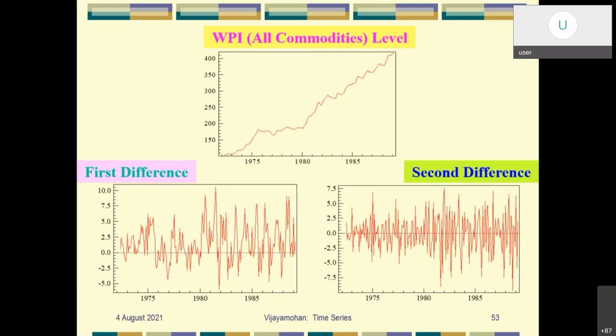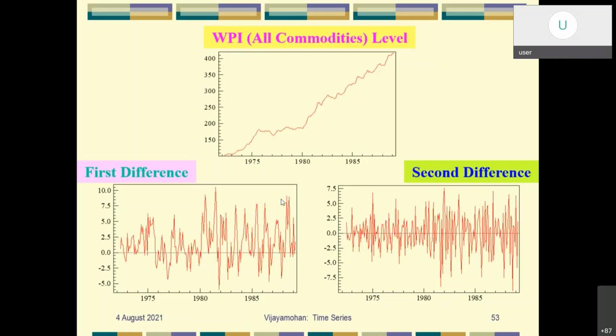Anybody? The 2 unit roots, sir. Yeah. Possibly we will have 2 unit roots, because the first difference is like this. We have only very few mean reversions.